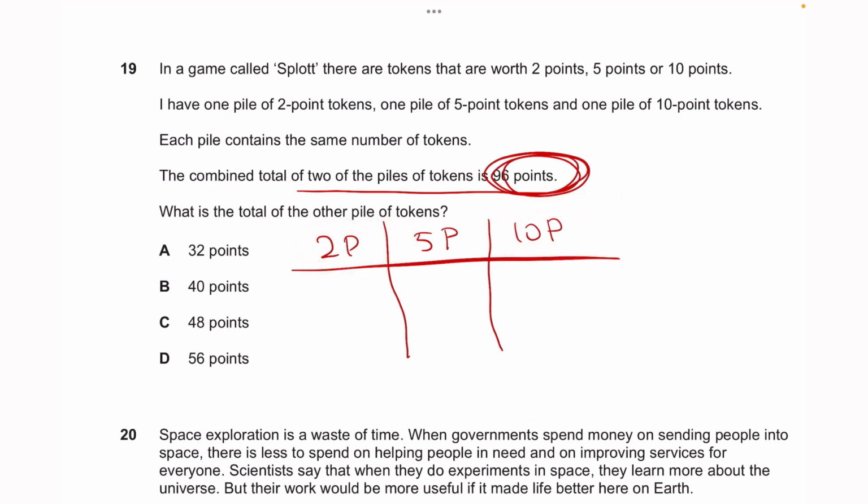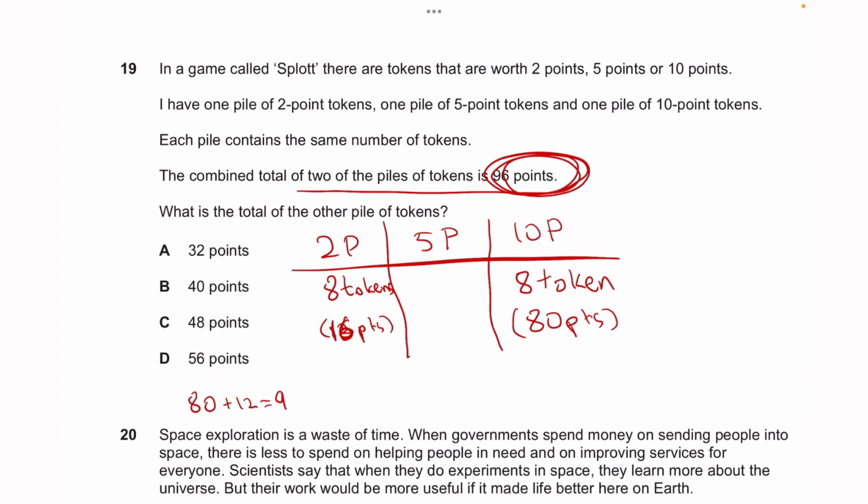And so if we have a look here, let's imagine it to have 8 tokens here, which is 80 points. And then we're going to imagine that there's 8 tokens here as well, which is 16 points. My apologies, boys and girls. 8 times 2 is 16, so 80 plus 16 is 96. And so we've just been able to easily determine how it's 96 points.